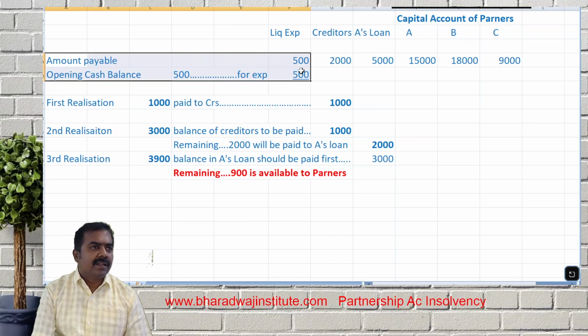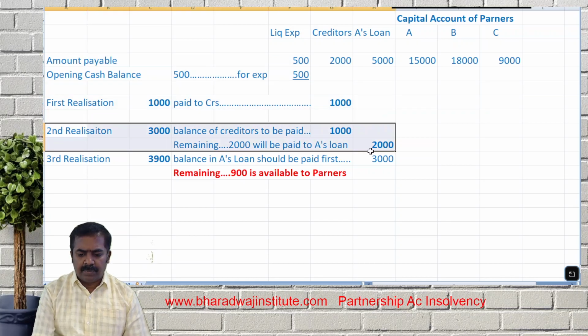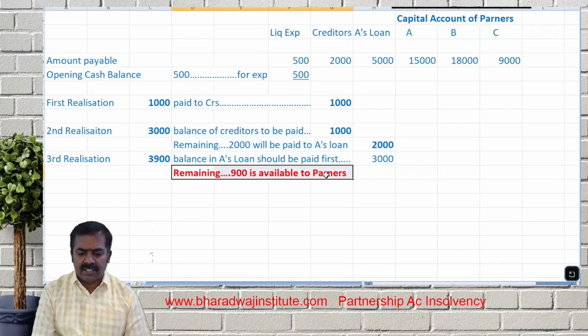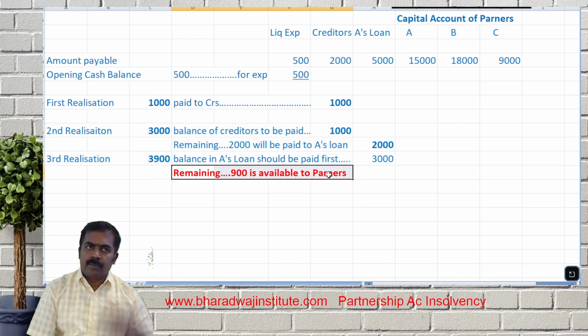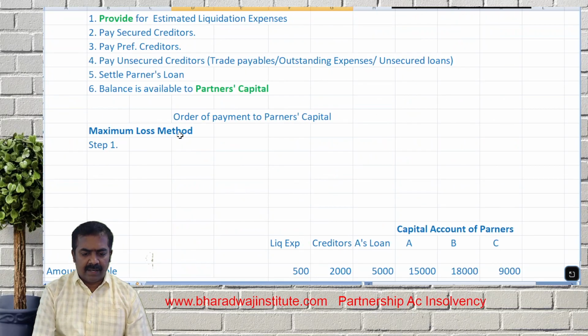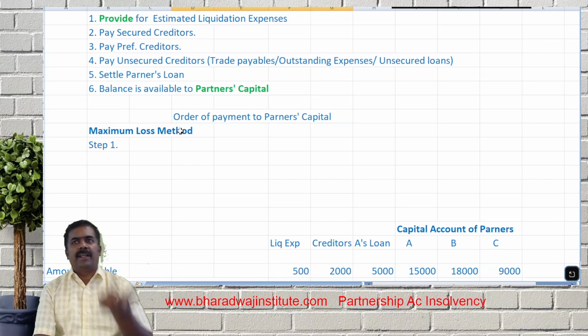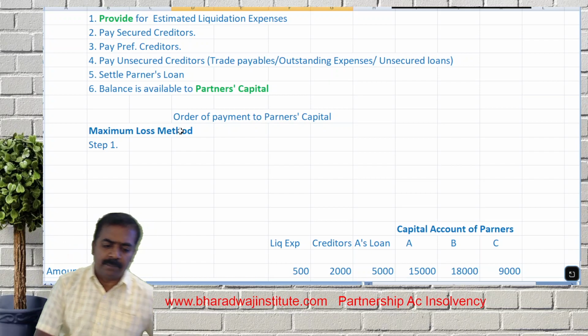First, which one? Liquidation expenses. Next, creditors. Next, partners' loan. Then the balance, how much is available to partners? 900 rupees is available to partners. Okay. Now come back to your theory. As of now, you continue with the theory. I'll apply the steps in the problem so that you will understand in the proper way.